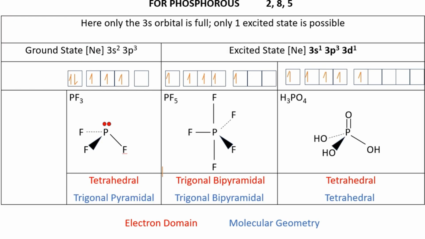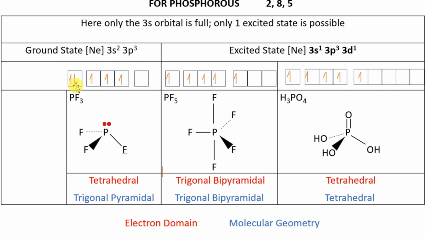And phosphorus, 2,8,5. Here, only the 3s orbital is full, 3s2, 3p3. Only one excited state is possible. In the ground state, 3s2, 3p3, 3 covalent bonds can form using my 3 singly occupied atomic orbitals. The molecular geometry is trigonal pyramidal, the electron domain geometry being tetrahedral because of the non-bonded pair.